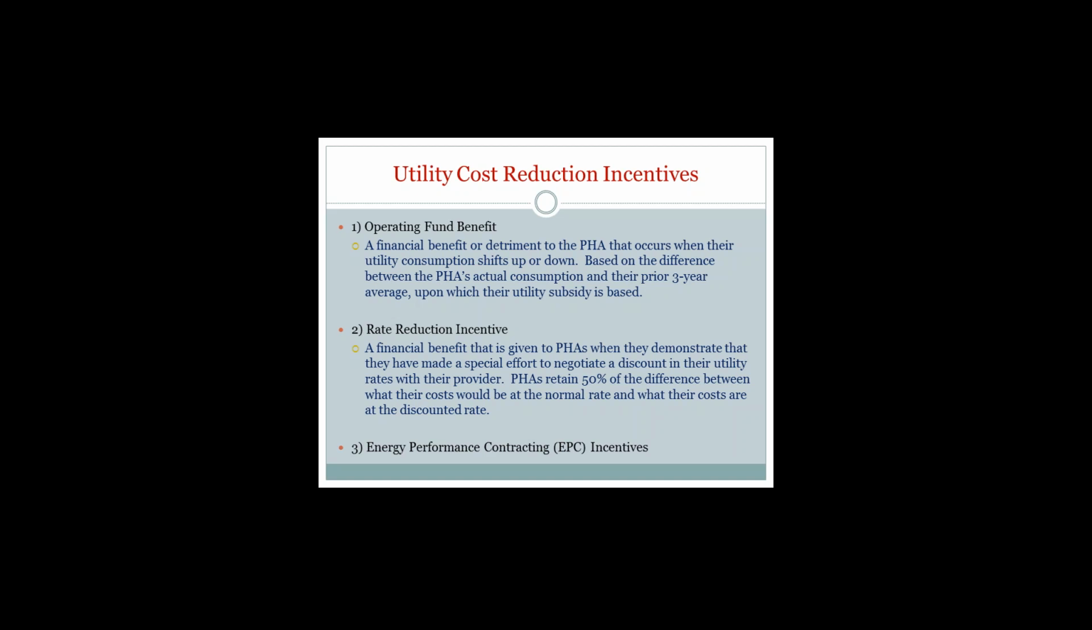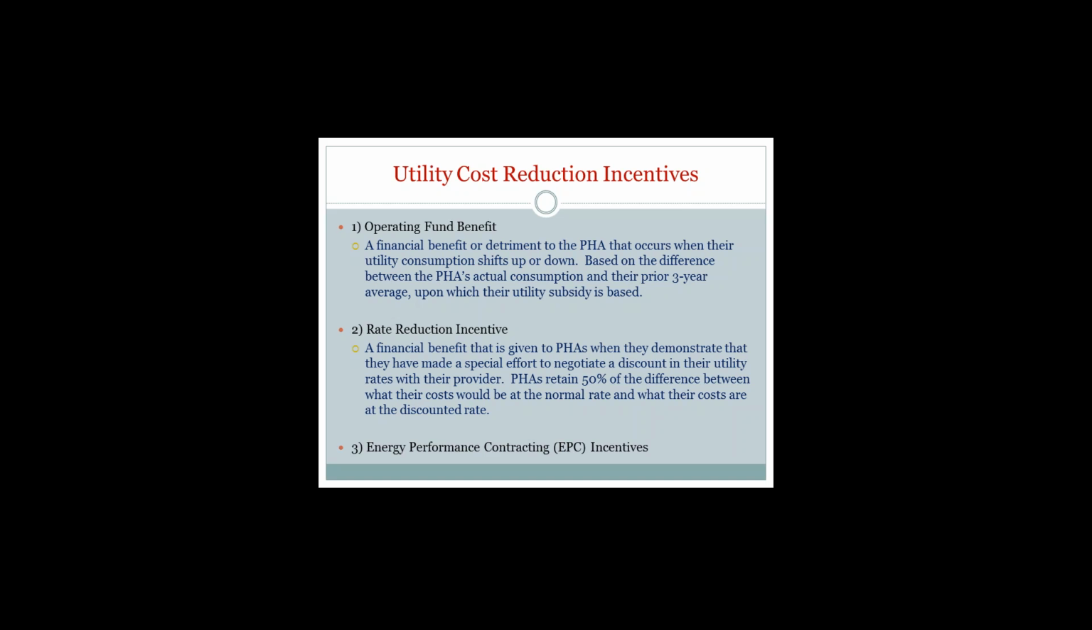There are 5 utility cost reduction incentives that HUD offers at this current state. The first one is called the Operating Fund Benefit, and it is not a separate and distinct incentive that works as an add-on. It is actually integral to the formula in which we calculate what the reimbursement will be. And that is because, as I said, it is a little bit more complicated than just a one-for-one reimbursement of utility costs.